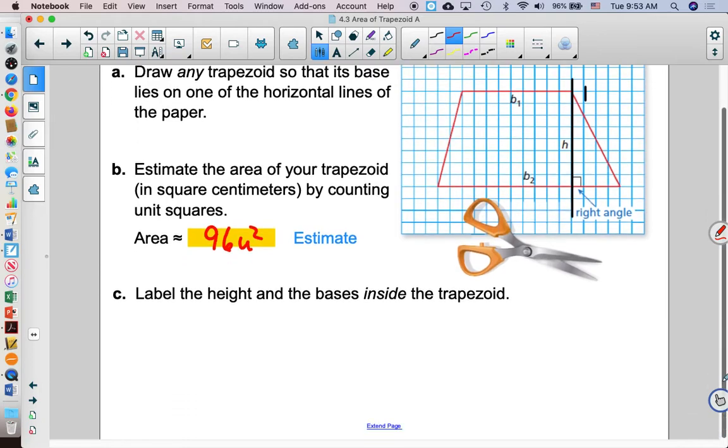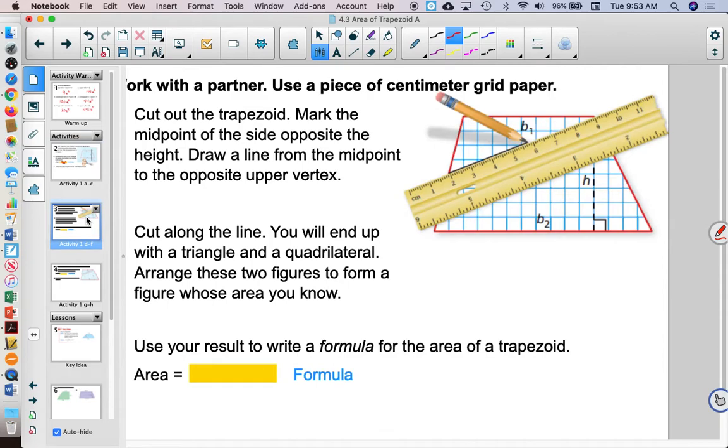When you get it labeled, then cut it out. Once it's been labeled, you're going to cut it out.